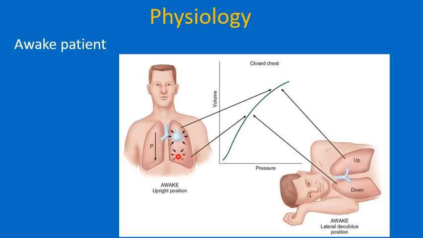And always remember that whichever the position of the patient, whether upright, supine or lateral, perfusion is always more to the dependent areas of the lung. So in an awake patient, perfusion is better in the dependent areas of the lung, and ventilation is also better in the dependent areas of the lung. This is how ventilation and perfusion are matched in an awake patient in upright position.